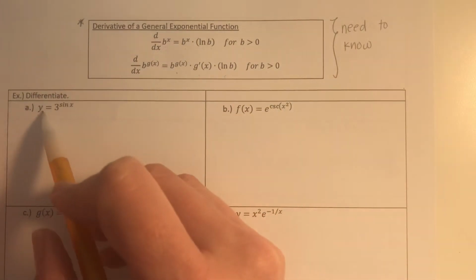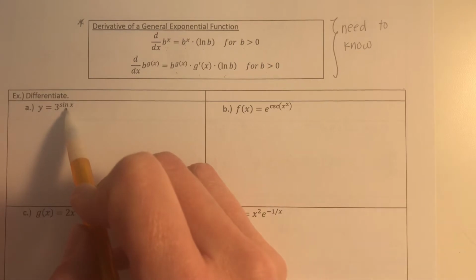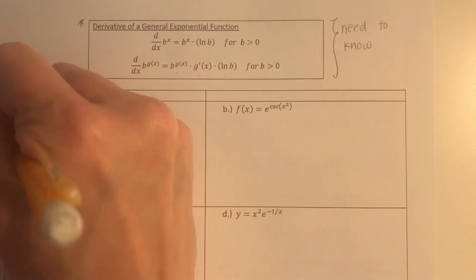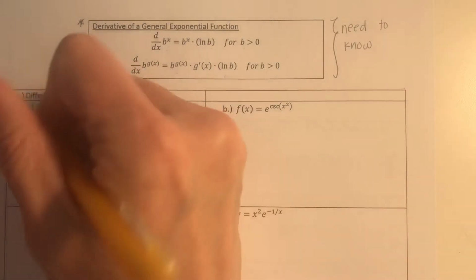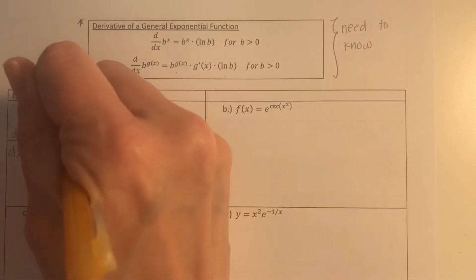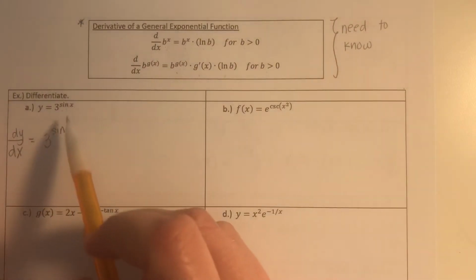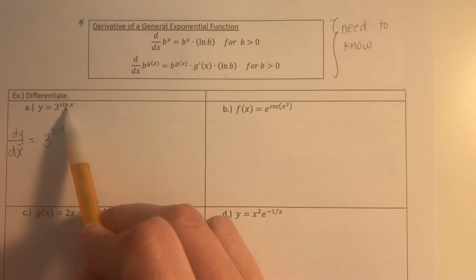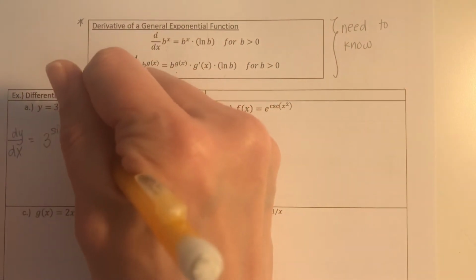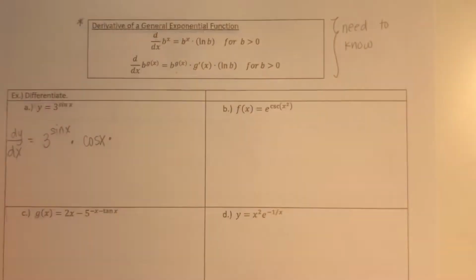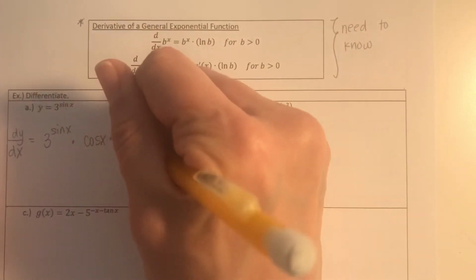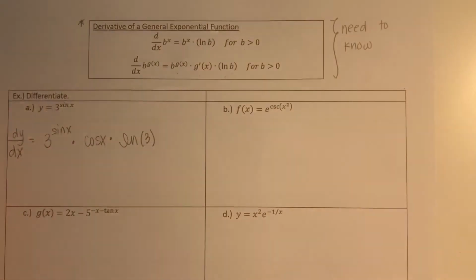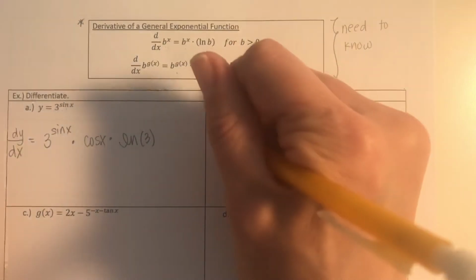So the first problem that we have here is y equals 3 to the sine of x. Going in and taking a derivative, dy dx is equal to, first thing, it stays exactly the same, times, this one has an inside function, which is our exponent. The derivative of sine is going to be cosine of x, times ln of our base. Not much you can clean up. You can reorder your terms if you want, but besides that, not much else you can do.